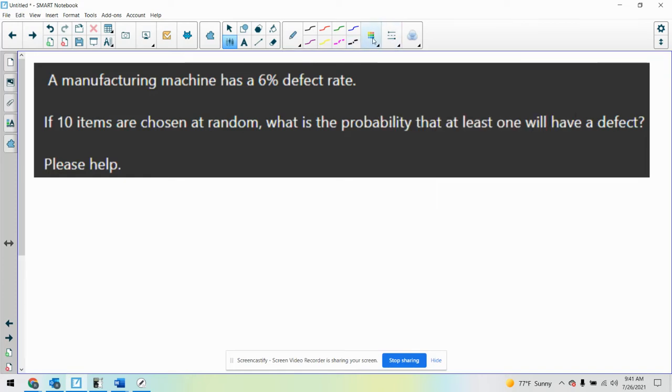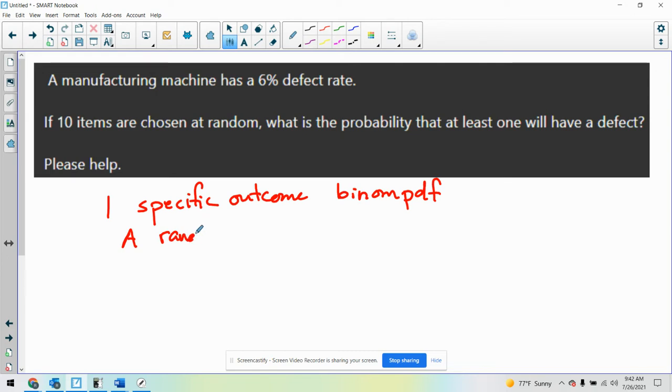Okay, with this question here, basically everything's going to be done using the binomial distribution. If you're looking for one specific value, one specific outcome, and that'll make more sense once we start doing examples, that's going to be a binomial PDF. If we have a range of outcomes, that's going to be binomial CDF.